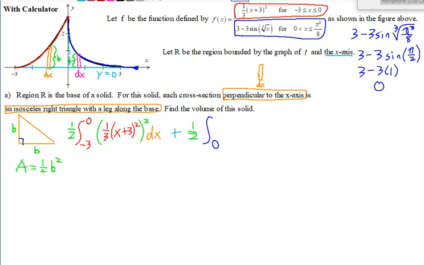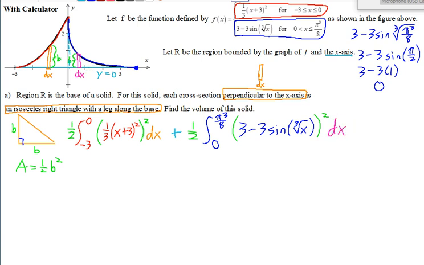So that would be our upper limit, pi cubed over 8. And the base here is going to be different as well. The base is the top minus the bottom. The top one here is this piece, 3 minus 3 sine cube root of x. And then I square it again, because the form is 1/2 the base squared, and then times dx.